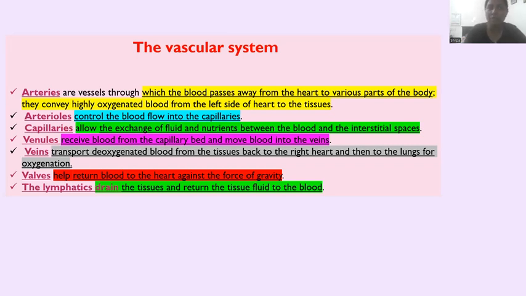Then venules receive the blood from the capillary bed and pass it into the vein. Then veins transport deoxygenated blood from the tissue back to the right heart, then to the lung for oxygenation. Valves help to return blood to the heart against the force of gravity. The lymphatic system drains the tissue and returns tissue fluid to the blood, removing waste.